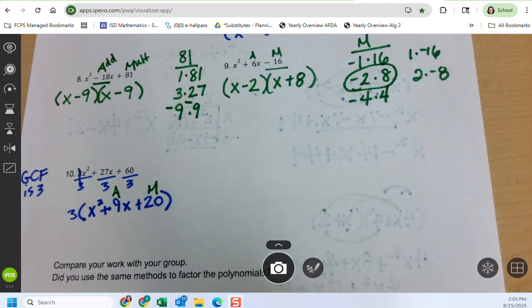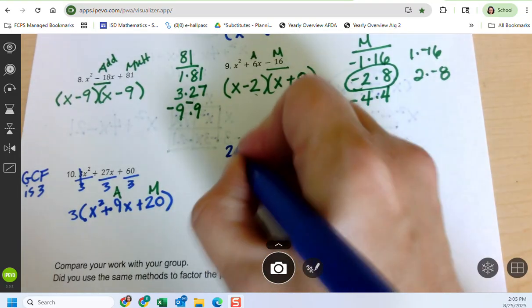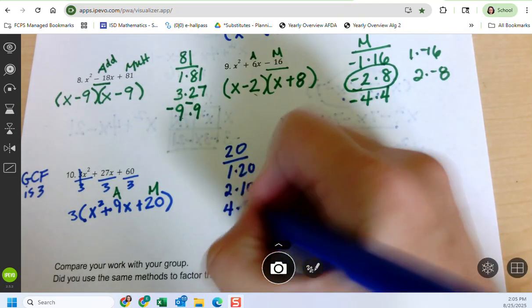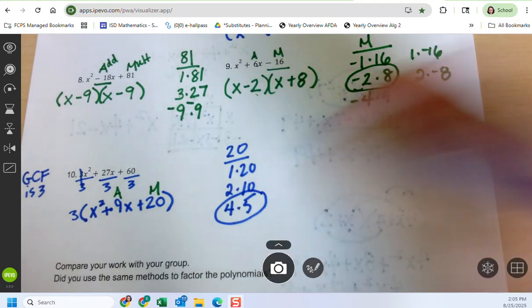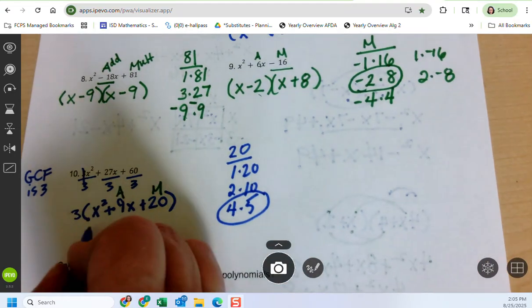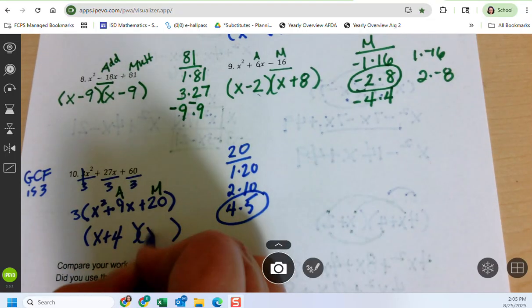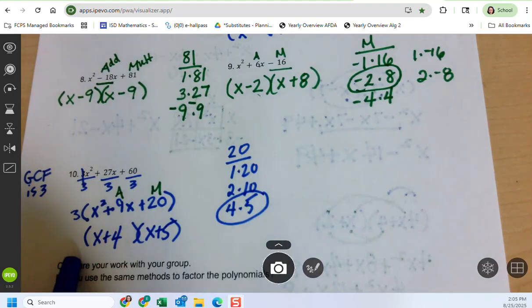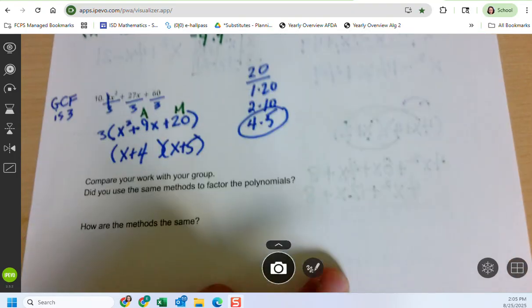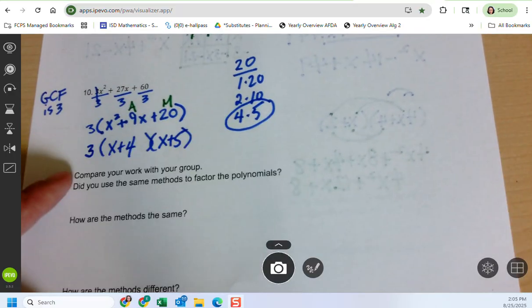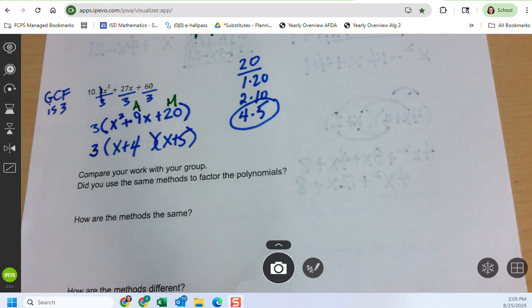Let's see how you did on this one. To multiply to 20, I saw you guys try a lot of things. 1 times 20, 2 times 10, 4 times 5, and then you found it, right? This one? All right, so then you have x plus 4, x plus 5, and then what do I have to put in front? What number am I missing in front? 3, yeah, put the 3 back. All right, and you know what? We worked together on those, so we don't have to say anything about different methods.